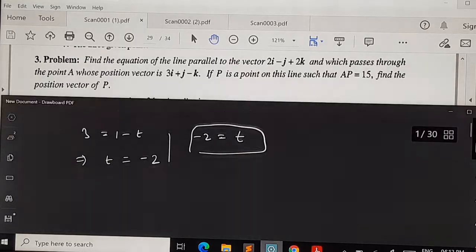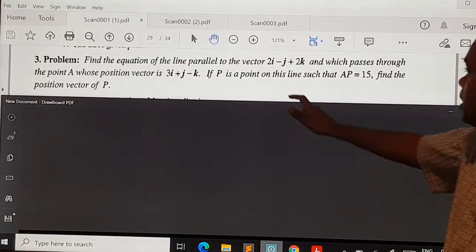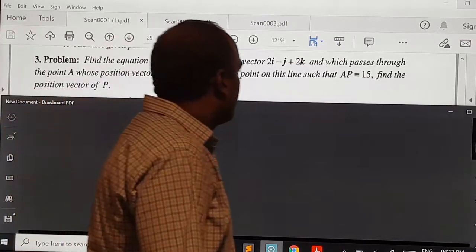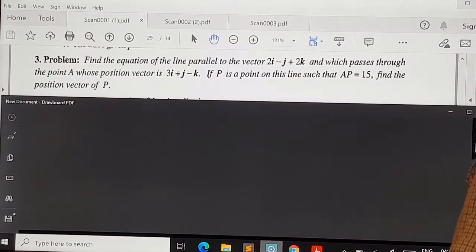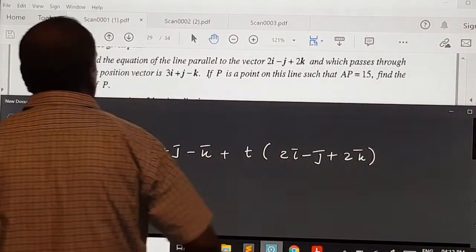In the third solved example, he is asking us to find the equation of the line parallel to this vector and passing through the point whose position vector is so and so. Okay, so it is so simple. R bar is equal to A bar plus t B bar, where A bar is the point 3I bar plus J bar minus K bar, plus t into the vector, which is nothing but 2I bar minus J bar plus 2K bar. So you have the line equation that he asked for.